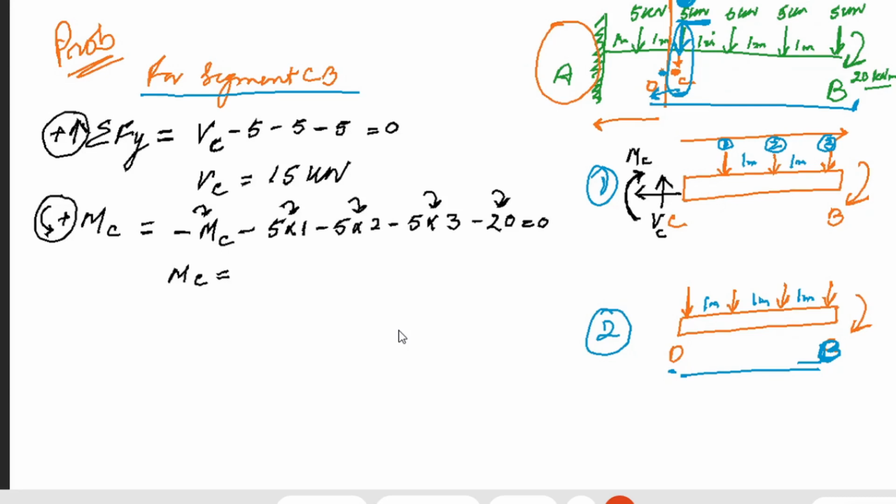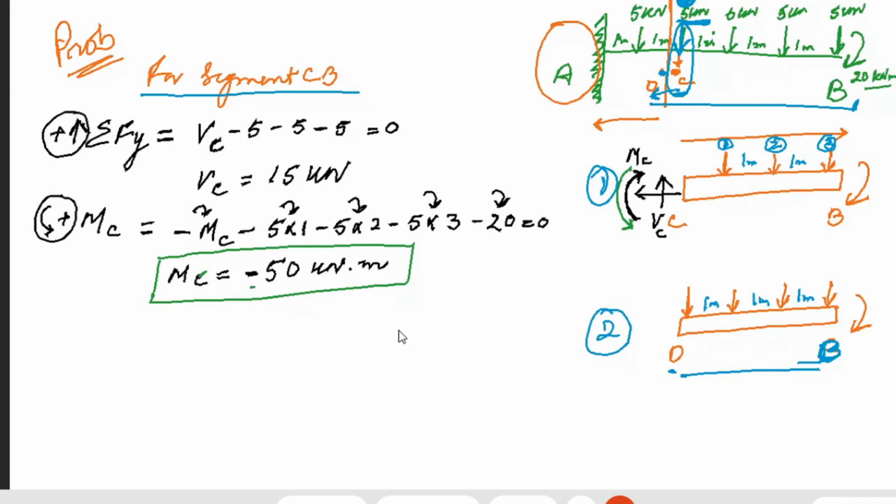Your movement at C is actually how much? It's 50 kilonewton meter. Direction is minus. Getting the value of minus means that the assumption you made, that it is a clockwise movement, came out to be negative. Therefore, it is actually anti-clockwise. The movement at point C is anti-clockwise of magnitude 50 kilonewton meter. Simple.